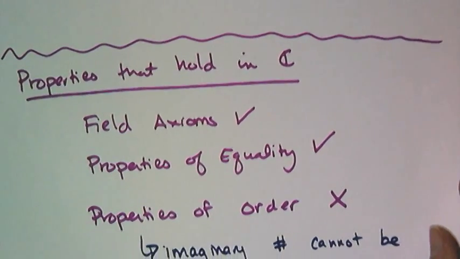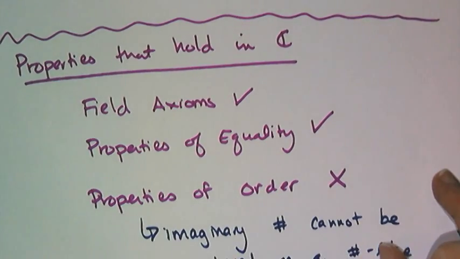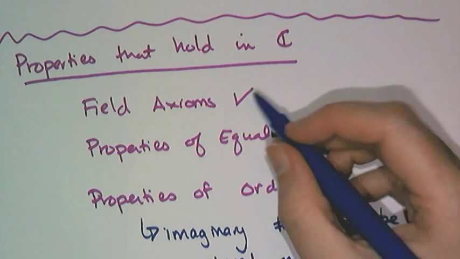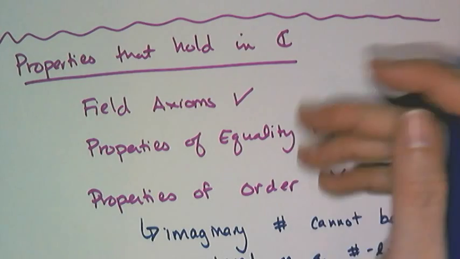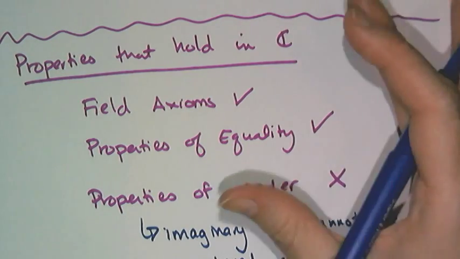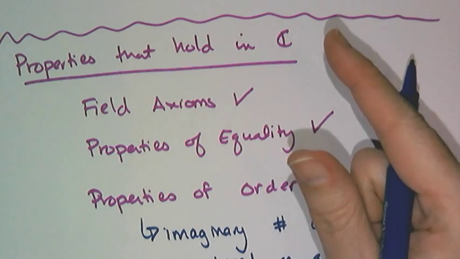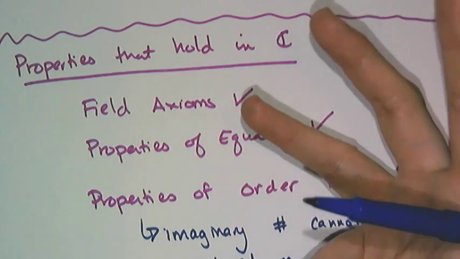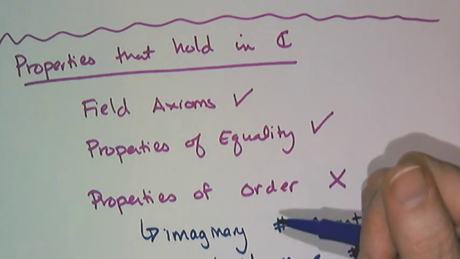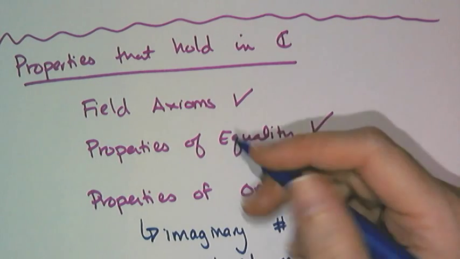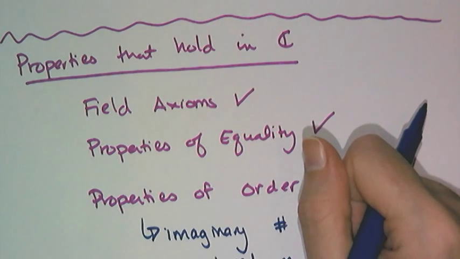Finally, we're going to end this video with a couple of properties that hold in the complex numbers. Basically, all the field axioms that you know with addition and multiplication in the real numbers still hold in the complex numbers. They're inverses, they're identities, they're closed, they have associative, commutative, and distributive properties, and you're actually going to prove many of those in the coming days. The properties of equality still hold: reflexive, symmetric, transitive, addition, and multiplication.